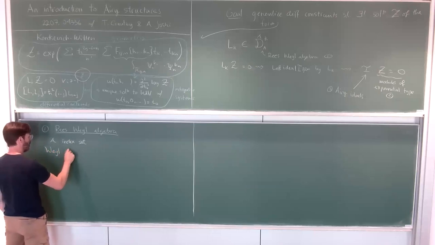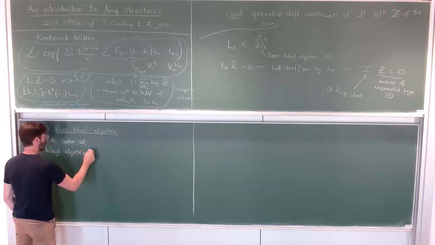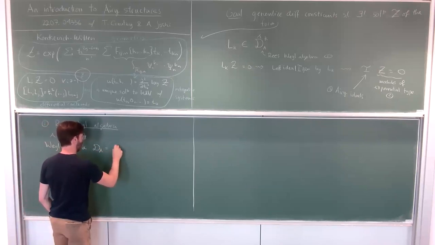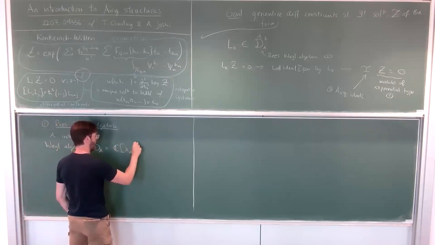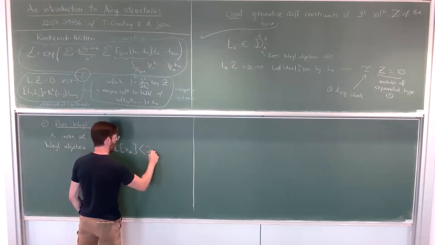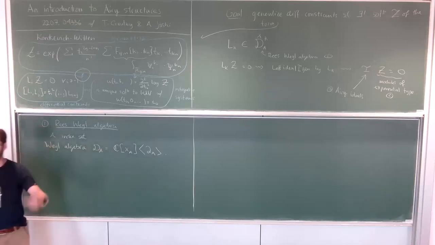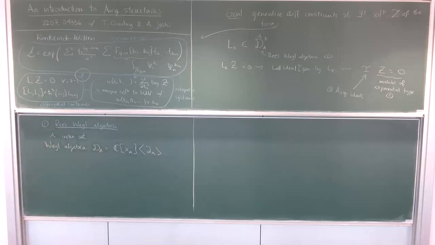Now I will introduce the standard Weyl algebra, which is basically the algebra of differential operators over the ring of polynomials in my variables x. You can also think of it as the free associative algebra generated by the x's and the derivatives modulo the commutation relations between them. So that's the standard Weyl algebra that you probably know and love.